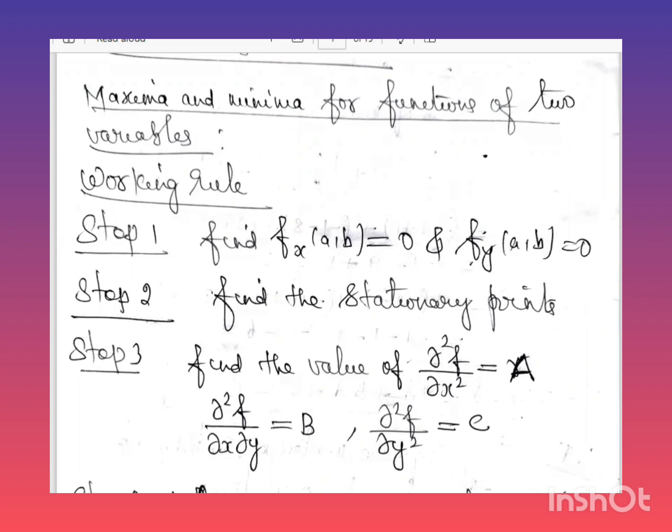Today I am going to explain you maxima and minima for functions of two variables. Let us see first the working rule. Step 1. Find dou f by dou x, dou f by dou y. That can be written as dou f by dou x, which is equal to fx, which is equal to 0. Dou f by dou y, which is equal to 0. This is step 1. Step 2, find the stationary points.